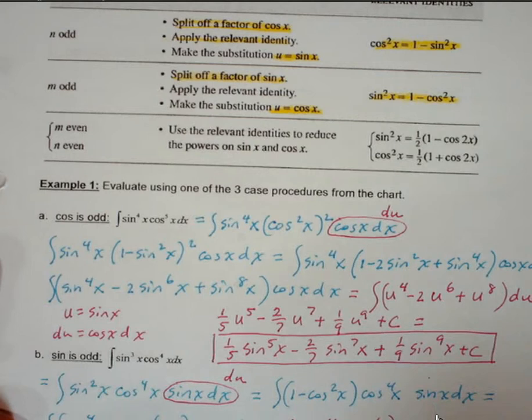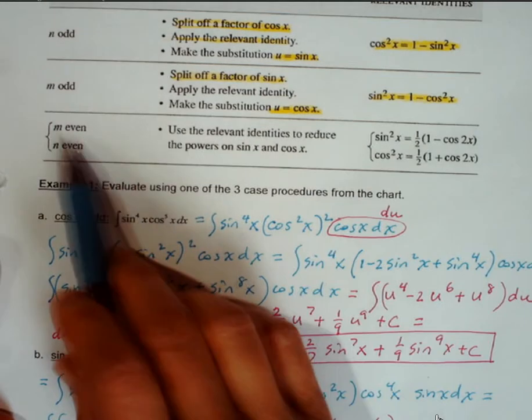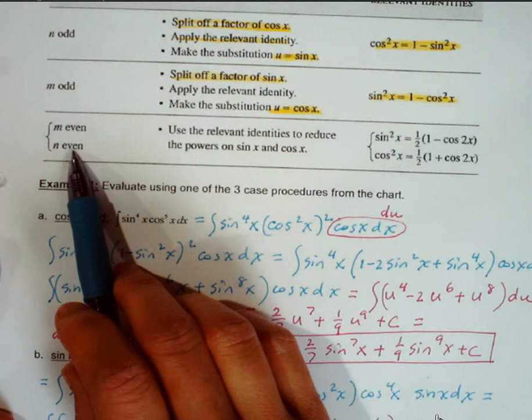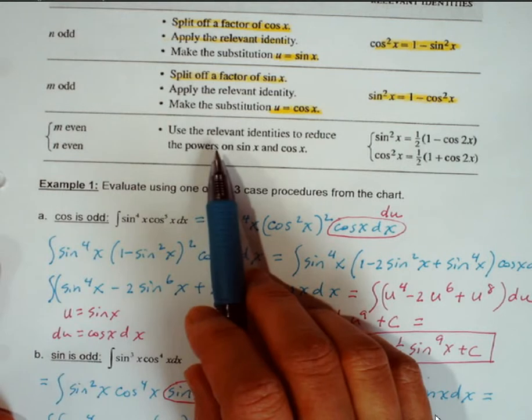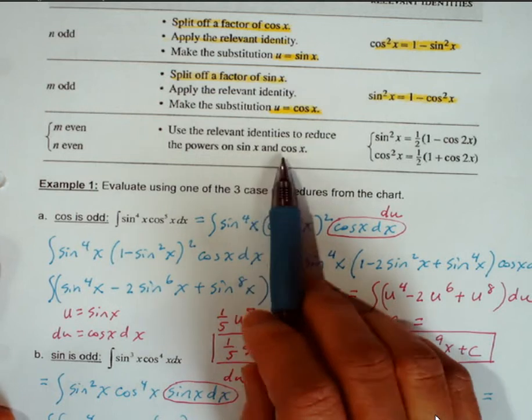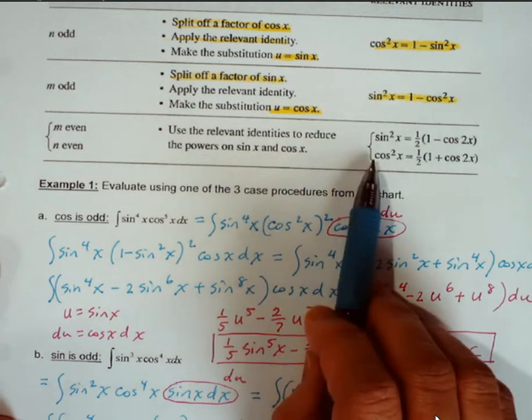So this is what we're looking at right now. The powers of sine and cosine are both even. And for this one, what you have to do is use the reduced power formulas on sine and cosine. It comes from the double angle formula for cosine.